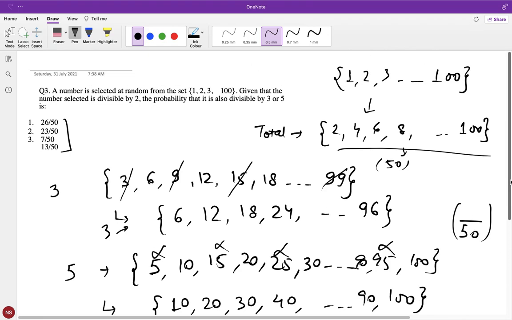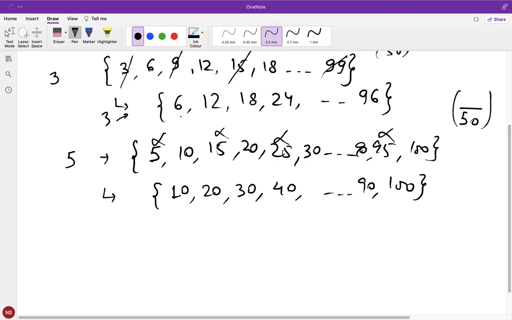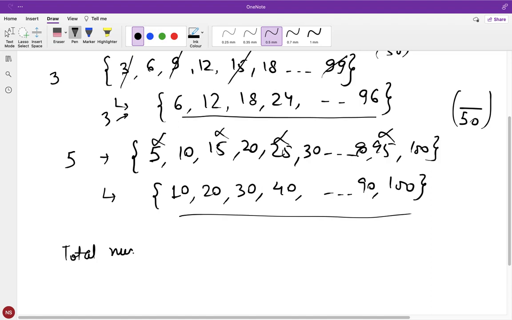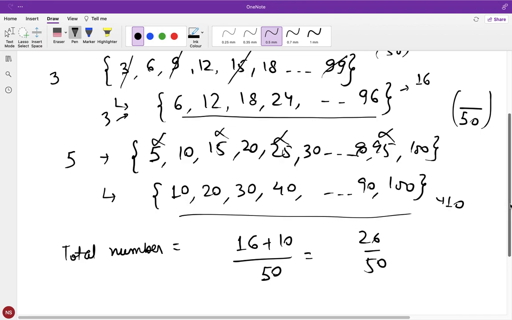So when you say divisible by 3 or 5, what do you do? You just add these two sets and you get the total number. How many numbers are here in this? 16, right? 16, and over here 10. So 16 plus 10 divided by the total possibility of 50, or 26 by 50, should be your answer.